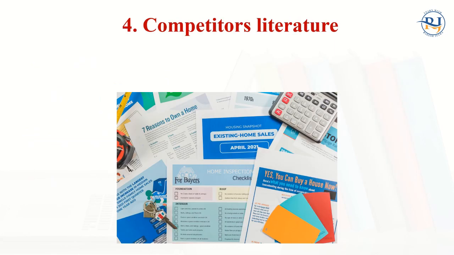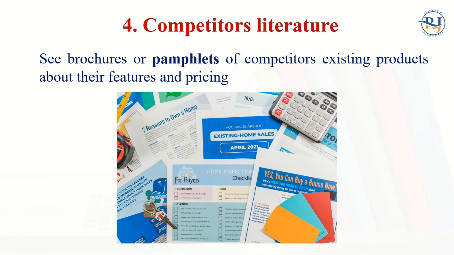Now, competitor literature. What kind of literature do they use for distributing information about their products, features, qualities and prices? In this case, we will be able to see what brochures and pamphlets they have, and how the competitors provide information about quality and quantity, and whether they are opening new branches or setting up new branches in some part of the province or the state.